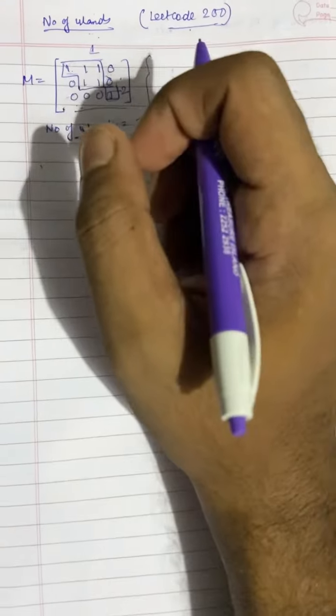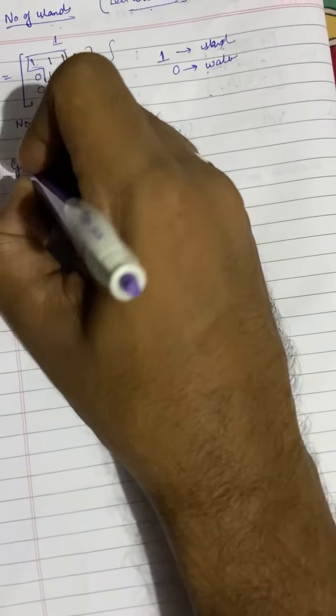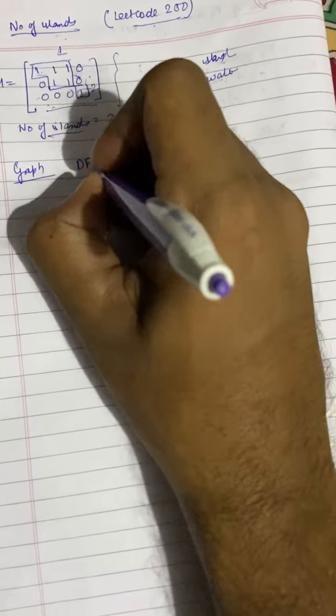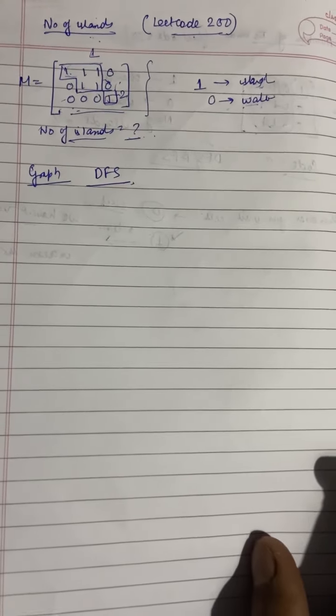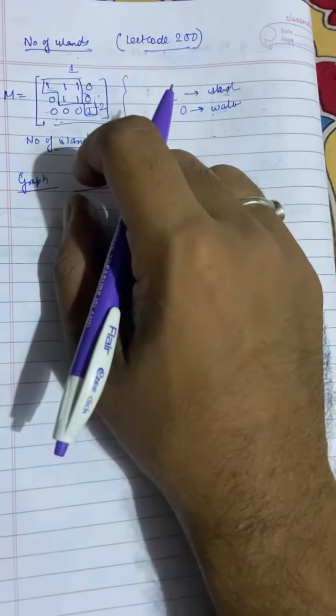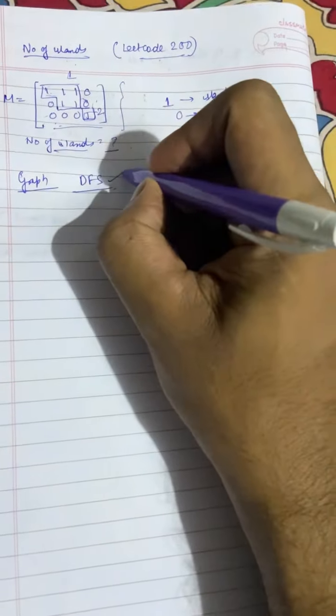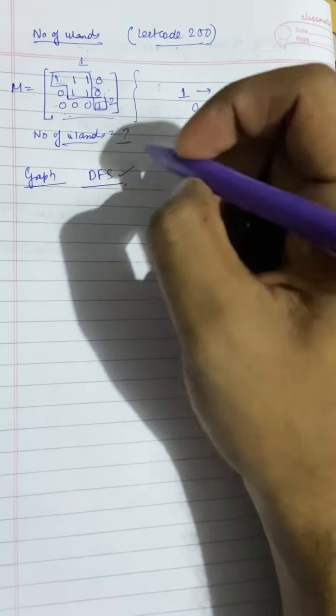I will be talking only about the intuition here, and the code I will share in the description, so you can check the code there. So let's directly jump to the intuition first. This problem is a graph problem and we will be using DFS, that is depth first search. If you don't know what exactly DFS is, I will make a separate video on that, so you can check that as well. But let's first state the application of DFS here.